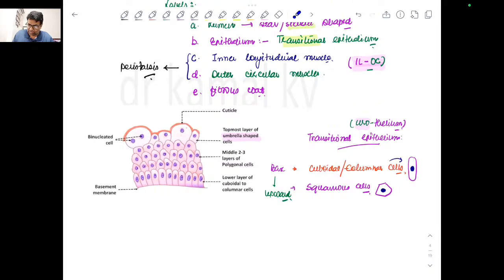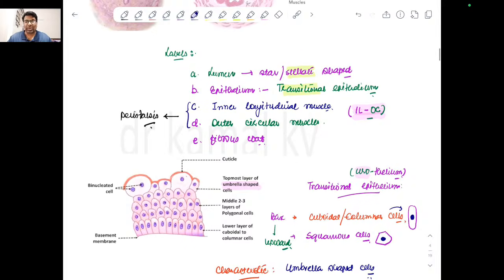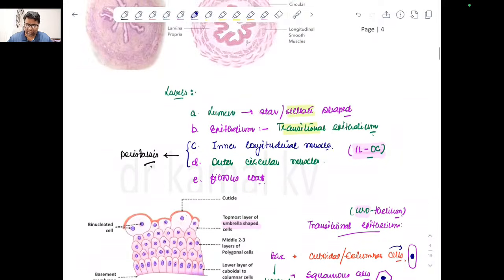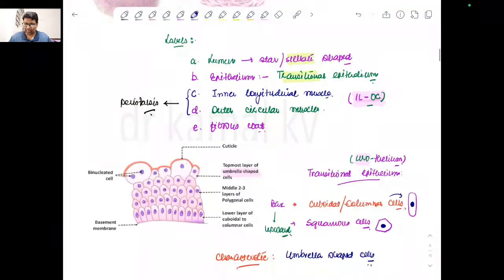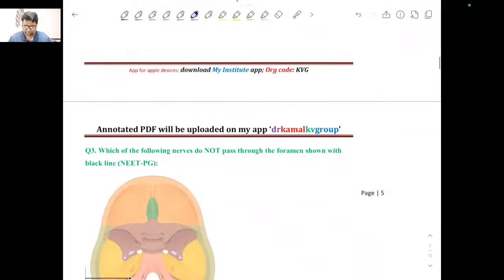So the characteristic word here is umbrella shaped cells. Okay, so again histology is a little difficult, I do agree, but I've just tried to simplify some theoretical facts which you can apply to reach the answer, right? So this is transverse section of ureter, and the characteristic epithelium is transitional epithelium or urothelium.